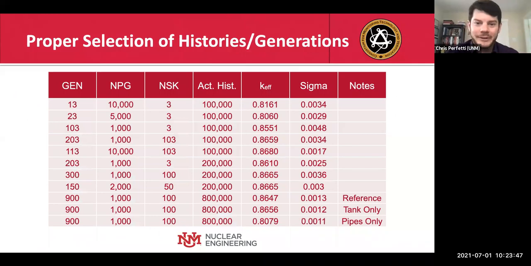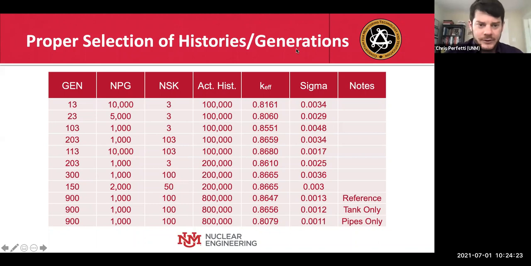Here's the spoiler alert: the reference result for this configuration is around 0.86. The eigenvalue for the drum alone is also about 0.86. The eigenvalue for the pipes is about 0.80. So what we'll see is that some simulations will have a non-converged fission source. It'll have an eigenvalue around 0.80, and as it converges, it'll get closer to this 0.86 value.